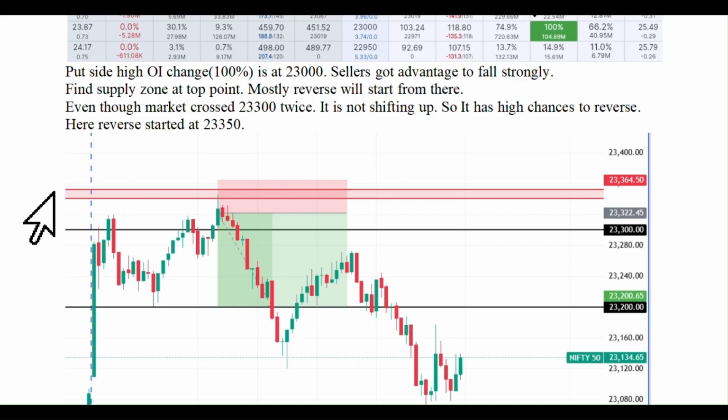Finally, the actual reversal started around the 23,350 level, where sellers completely took control and the market moved downward.